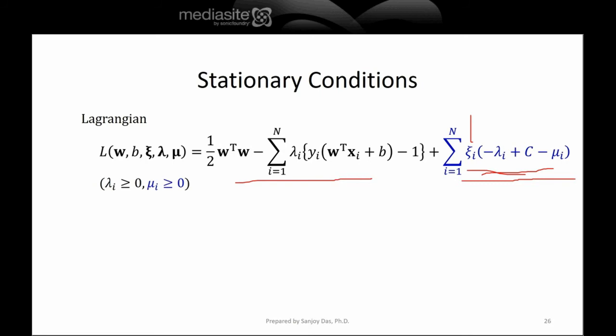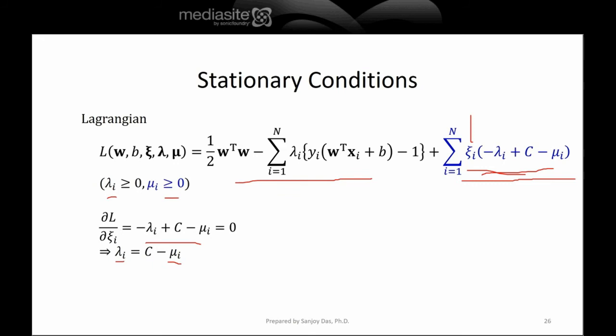So taking the derivative with respect to zeta i's, we have minus lambda i plus C minus mu i equals 0, whence lambda i equals C minus mu i. Now both lambda i and mu i have to be greater than or equal to 0. Since lambda i has to be greater than or equal to 0, mu i cannot be more than C.